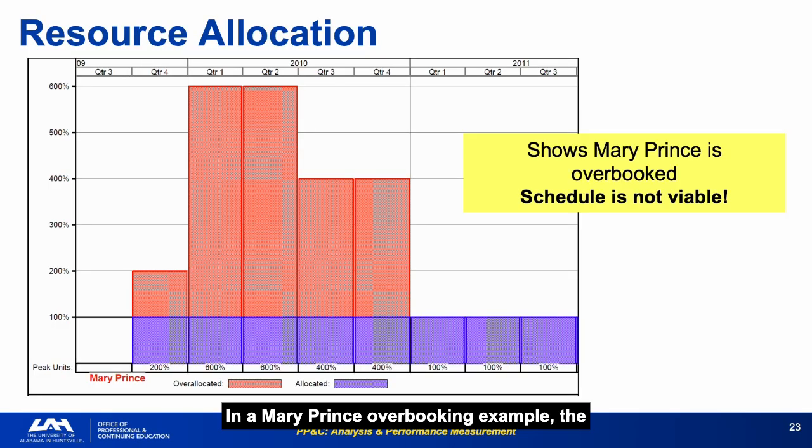In a Mary Prince overbooking example, the resource allocation chart shows Mary Prince assigned to multiple tasks that overlap, making the schedule non-viable. This kind of overallocation is invisible in a cost-loaded schedule and invisible in a calendar. It only becomes visible in a resource-loaded schedule. Overallocated resources are one of the most common causes of schedule slip that were never actually achievable as planned.